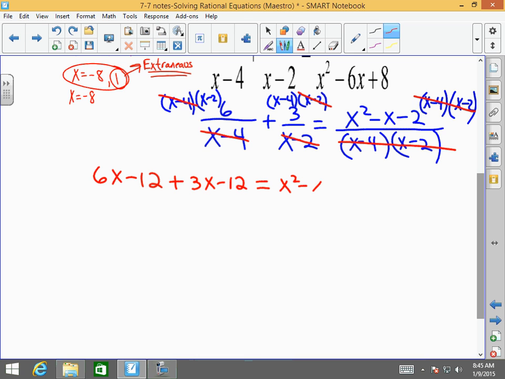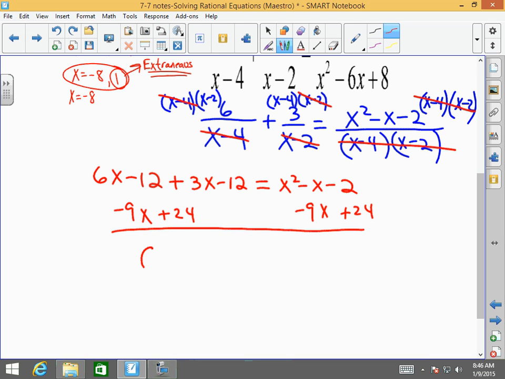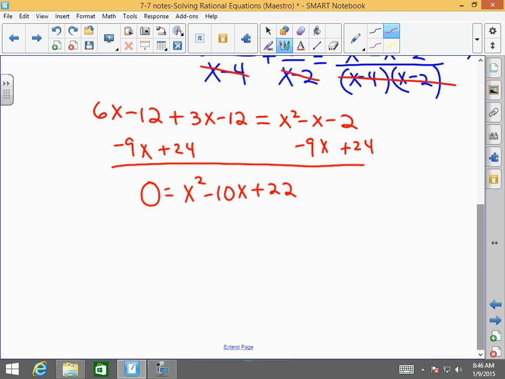x squared minus x minus 2. Thank you, son. So this is 9x. I'm going to subtract 9x, and that's negative 24. So I'm going to add 24 to both sides. Thank you so much, son. Thank you very much. You guys are awesome. Okay, so I'm left with 0 equals x squared minus 10x plus 22. Right?